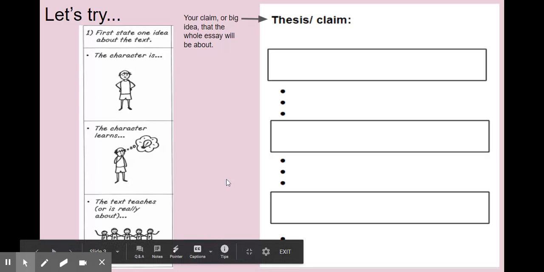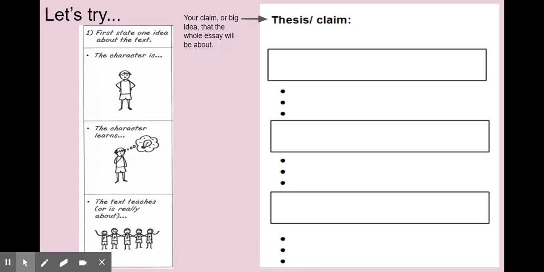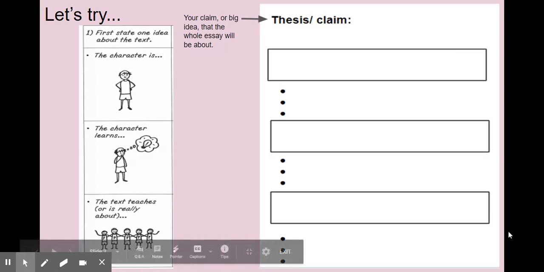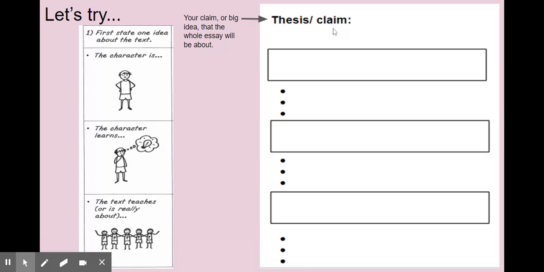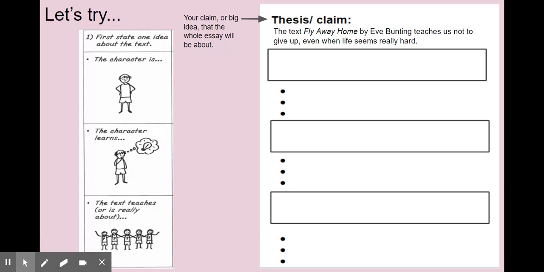Now for our text, Fly Away Home, I decided to do one that's about a theme or a life lesson. And after reading the story closely, I noticed that a life lesson that Andrew learns is the importance of never giving up. So I'm going to take that theme and write a thesis statement right up here. I'm going to use boxes and bullets in a few minutes, but I'm going to write my thesis statement here. The thesis statement I wrote is, the text Fly Away Home by Eve Bunting teaches us not to give up, even when life seems really hard.